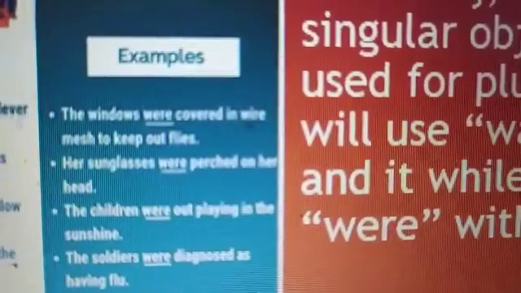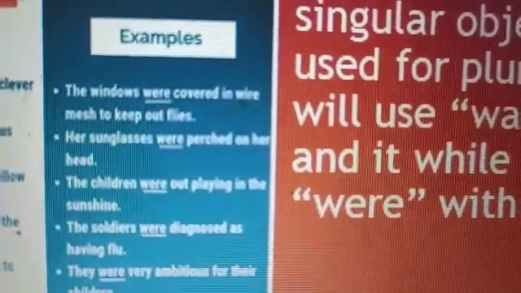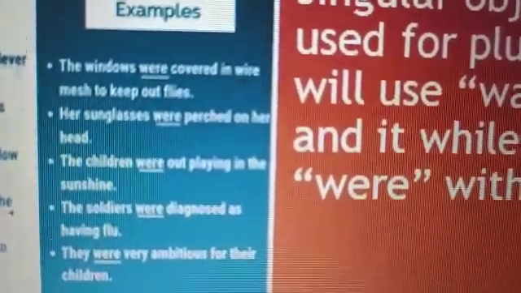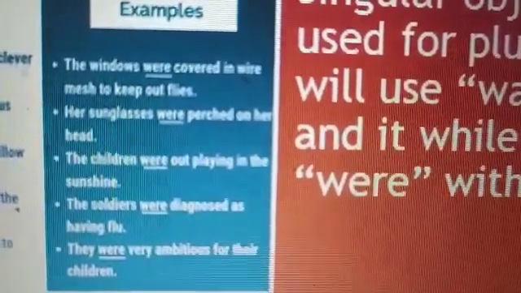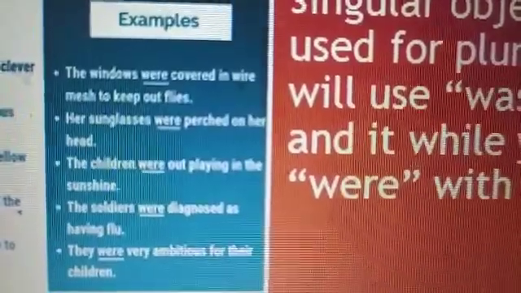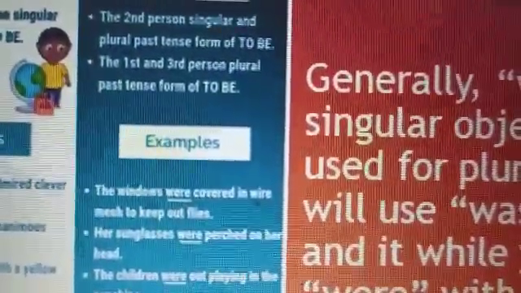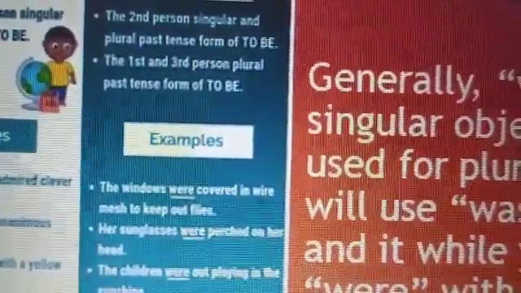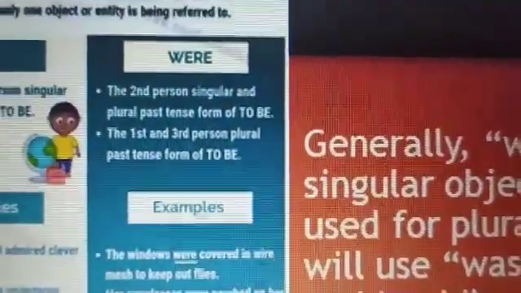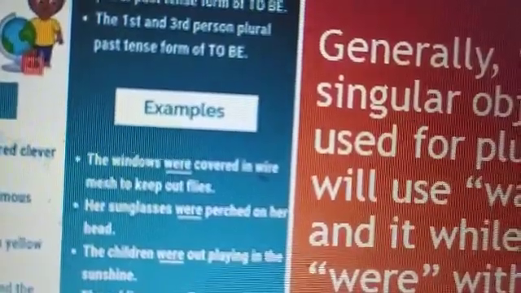Her sunglasses were perched on her head. The children, plural, were. The soldiers were diagnosed as having flu, so soldiers, plural form, were. So they were very ambitious for their children, they were. So every time remember, the second person singular and plural past tense is were, and second person is what? Second person is you. First person I, and she, it, they, we, these all are third person.